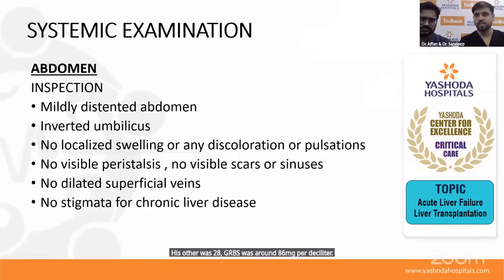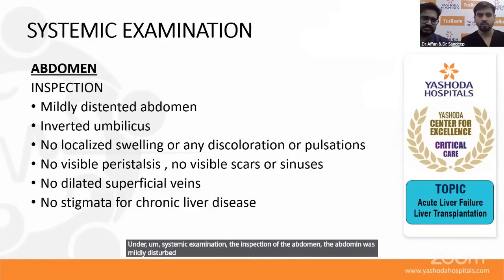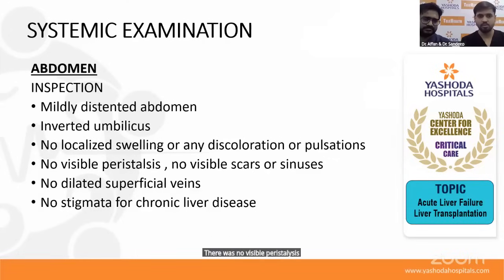Under systemic examination, on inspection of the abdomen, the abdomen was mildly distended and the umbilicus was inverted. There was no localized swelling, discoloration, or pulsations. There was no visible peristalsis, scars, or sinuses. There were no dilated superficial veins, and there were no stigmata of chronic liver disease.